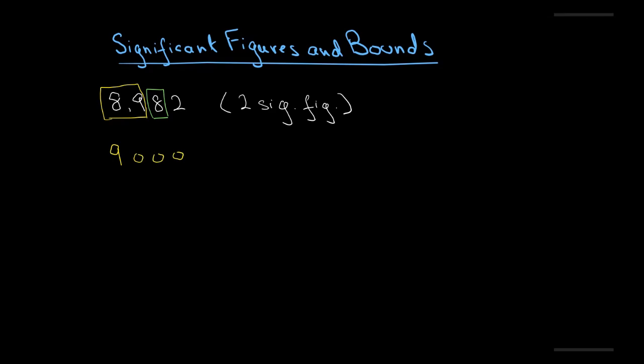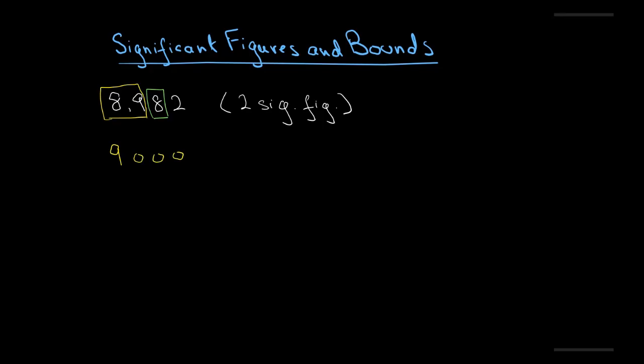Now you can see, as we said earlier, if you see an answer like 9,000, you don't know whether it's rounded to one significant figure, two significant figures, three significant figures, or four significant figures. It turns out that in this case, it's rounded to two significant figures.